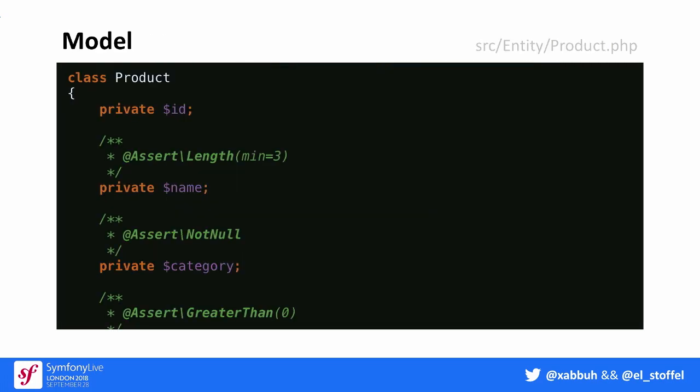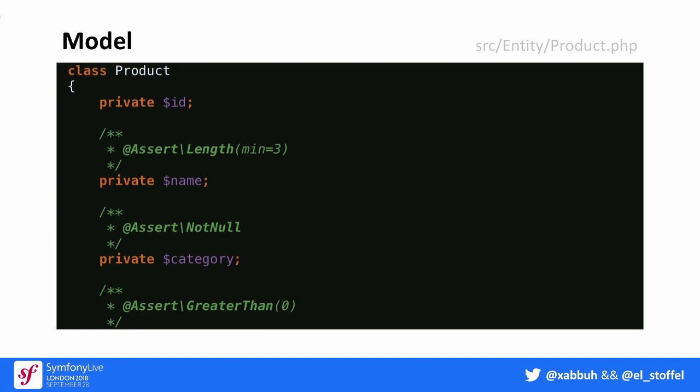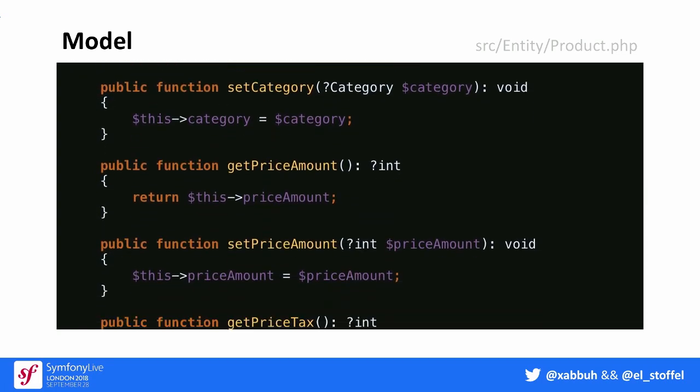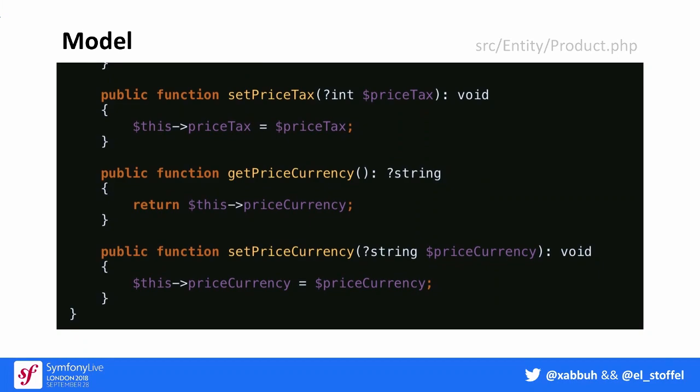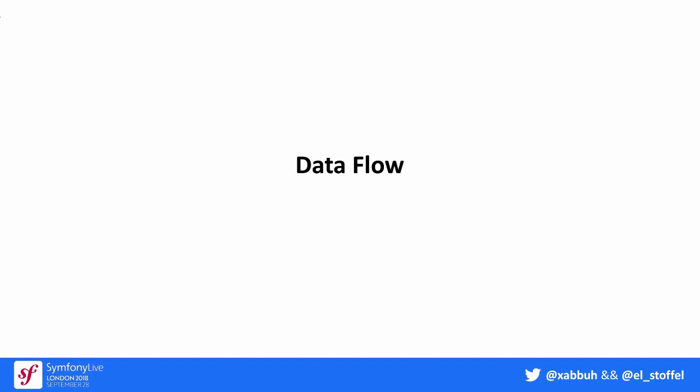Next up, our model, so the product entity in this case. We have a private ID, we have a private name with assertions on it using the Symfony validator component. We have a category and so on with getter and setter. So nothing special in here. We have getters and setters where we need to make those type hints nullable because the form component needs it. We get to that later on. But no surprises, very straightforward.